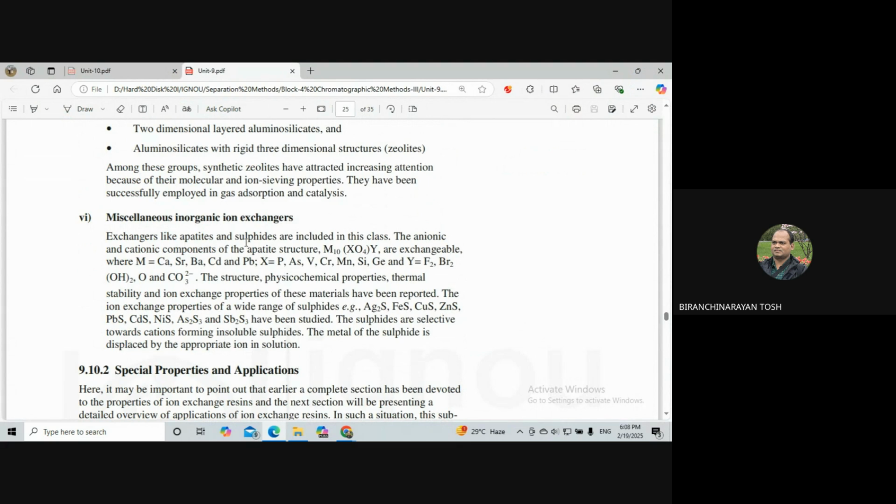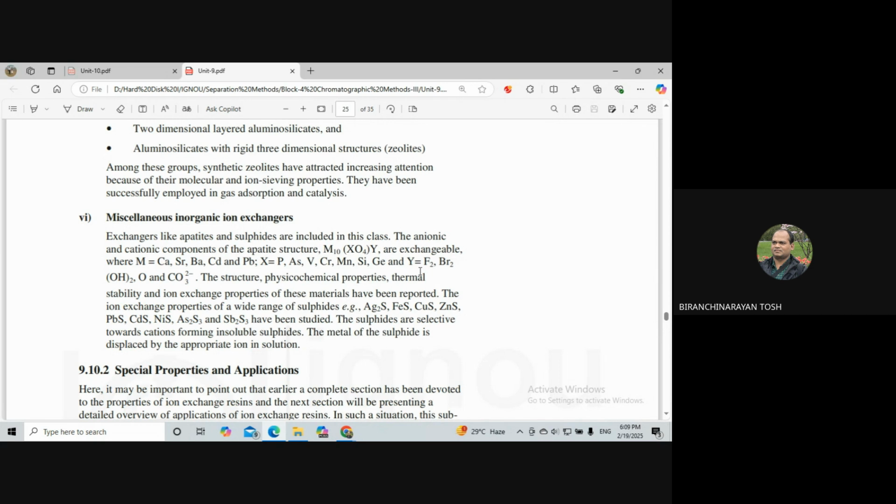And the miscellaneous inorganic ion exchangers, M may be calcium, strontium, barium, cadmium, and lead. X may be phosphorus, arsenic, vanadium, chromium, manganese, all these things. The structure, physicochemical properties, thermal stability, and ion exchange property of these materials have also been reported.